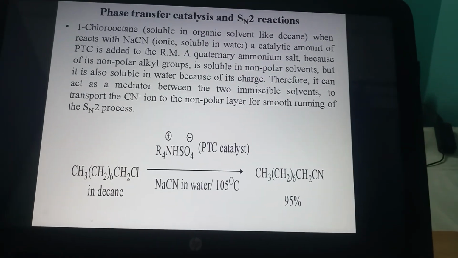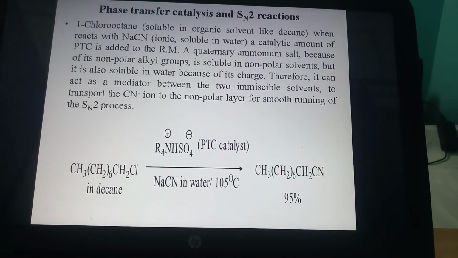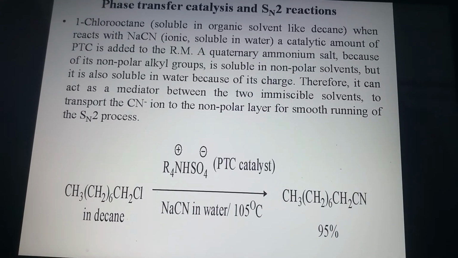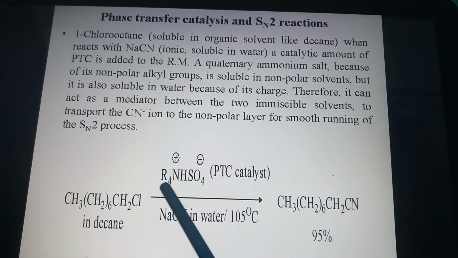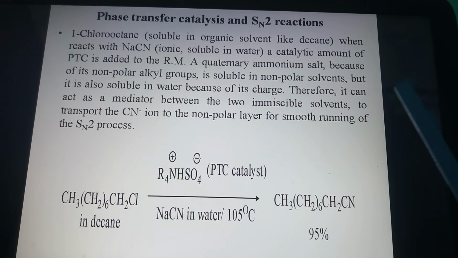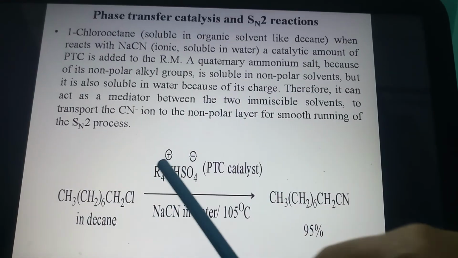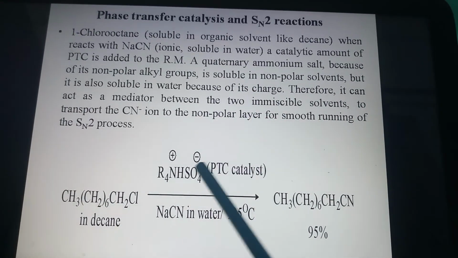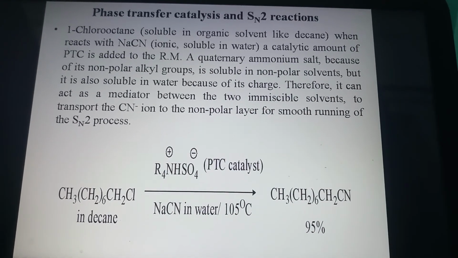To make this type of reaction go smoothly, a catalytic amount of PTC, that is phase transfer catalyst, is added to the reaction mixture. A phase transfer catalyst is generally a quaternary ammonium salt. It has non-polar alkyl groups which are soluble in non-polar solvents, but it is also soluble in water because it is a charged species.